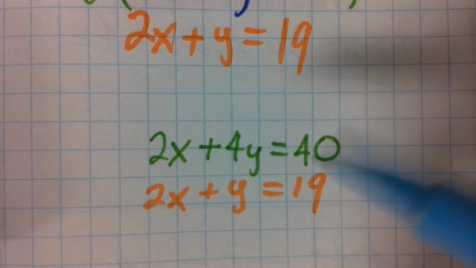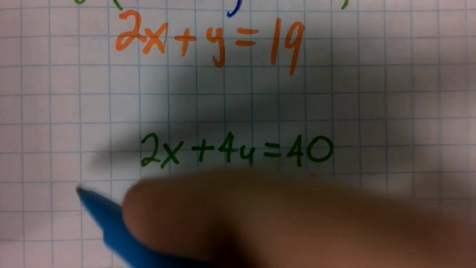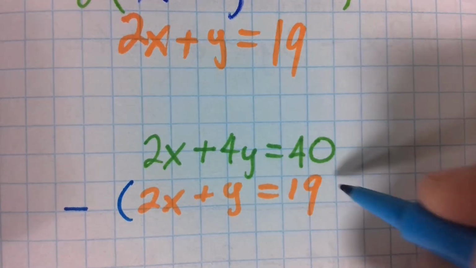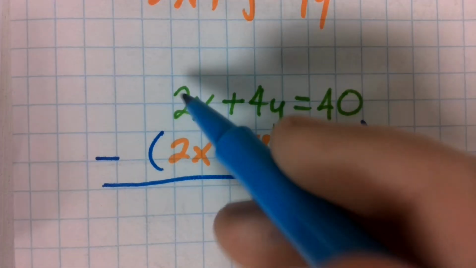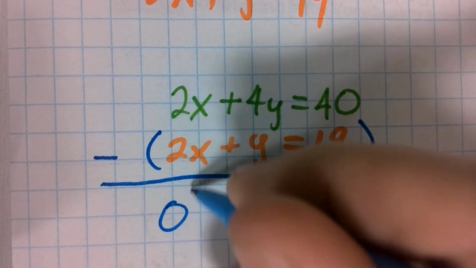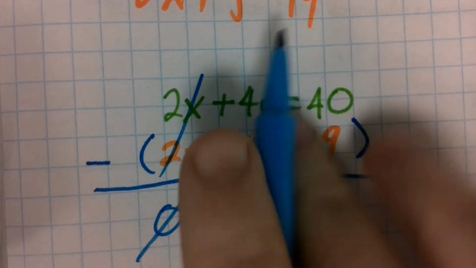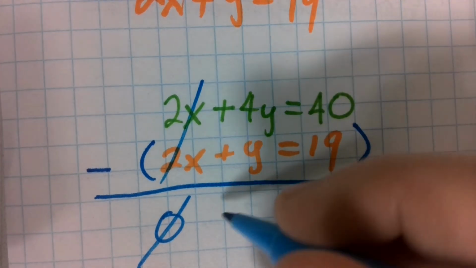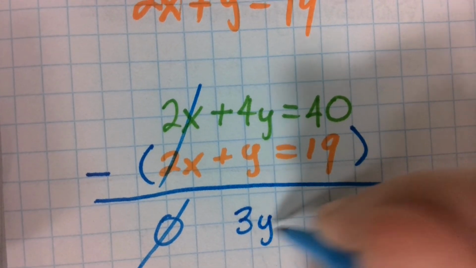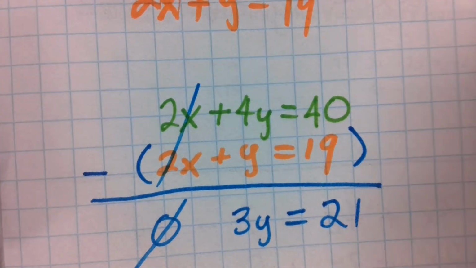Ask yourself, what's 2x plus 2x? What's 2x minus 2x? And you'll see that we're actually going to have to subtract everything in this problem because 2x minus 2x eliminates out to give 0. From here, let's keep subtracting. 4y minus y, well, that's going to be 3y. 40 minus 19 is 21.